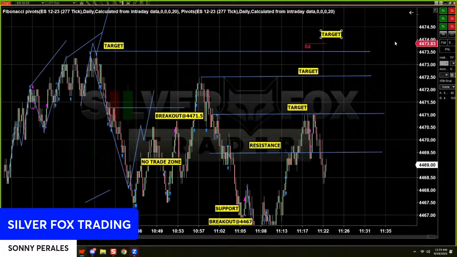Once it breaks support or resistance, add another contract. Once it retraces and hits that resistance again, then we buy 2 more contracts. So we're not looking to go crazy. We're not looking for home runs. All we're looking for is these small trades.